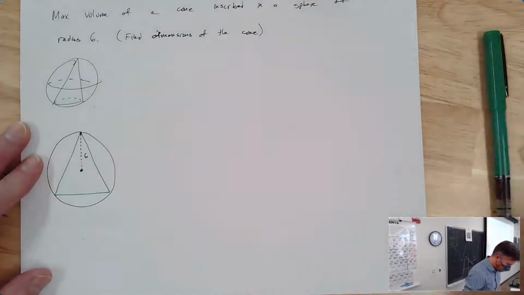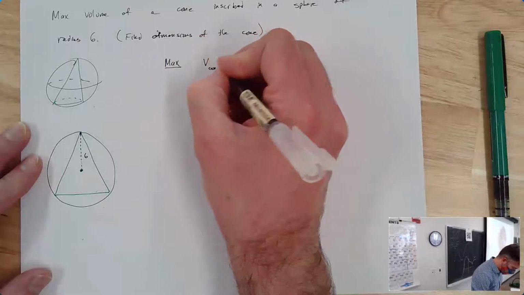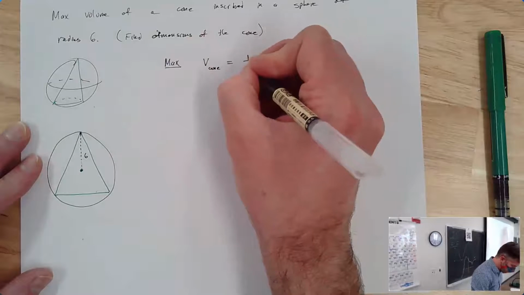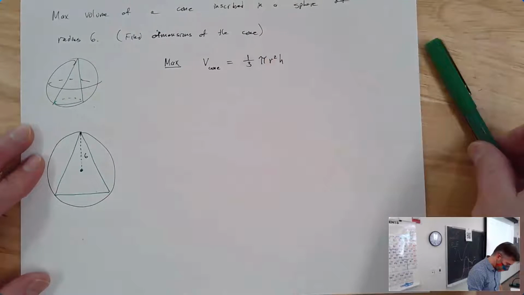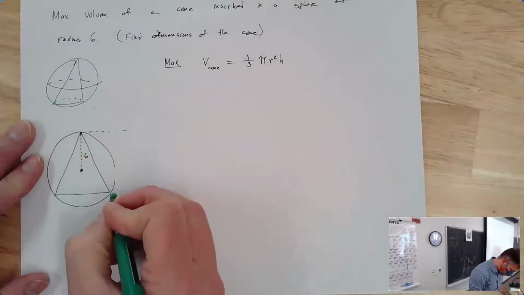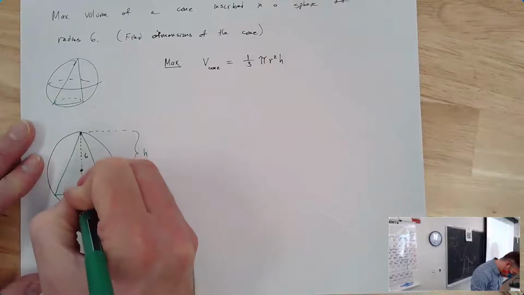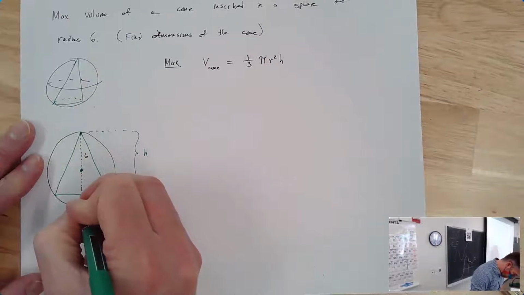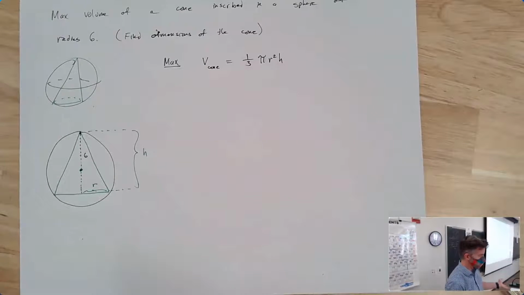I want to maximize the volume of the cone, and the volume of a cone formula is 1/3 pi r squared h. So here's my height. And here's my radius. And I need a constraint. All right, I've got the thing I want to maximize. I've labeled the things I need, but I need a way of relating them.